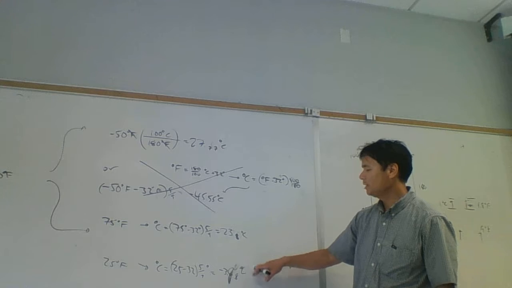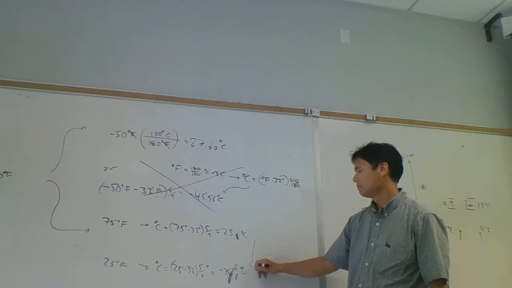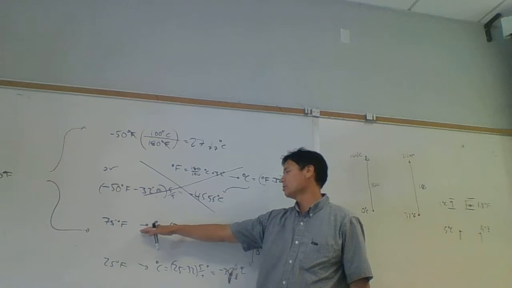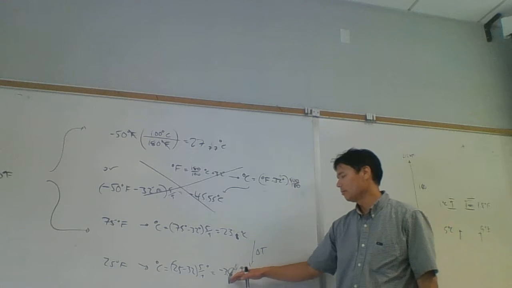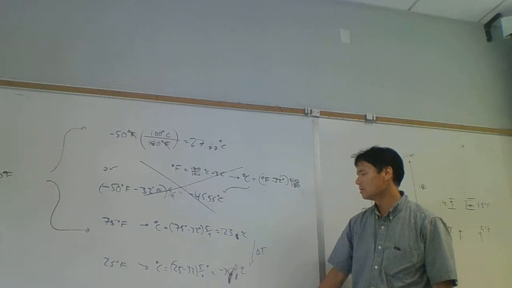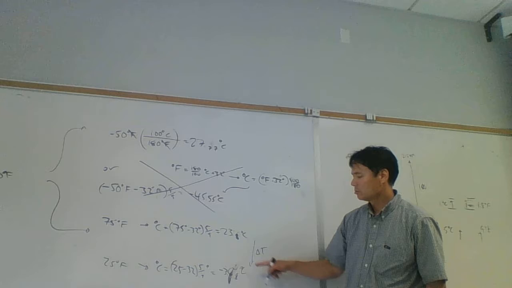So what's the temperature change here? What's our delta T? Our initial temperature is 23.8 degrees Celsius. Our final temperature is minus 3.88 degrees Celsius. And so our delta T is going to be 27 point.